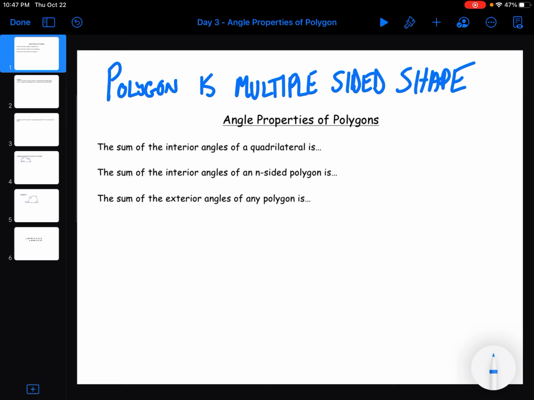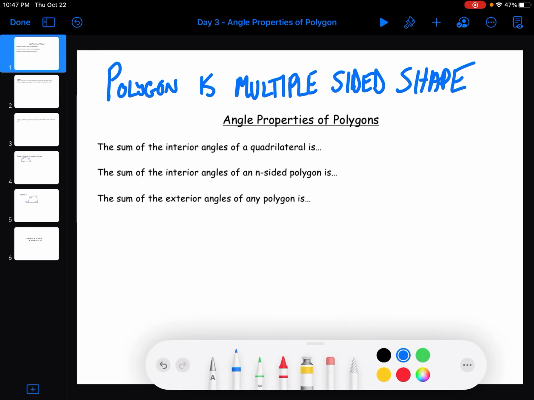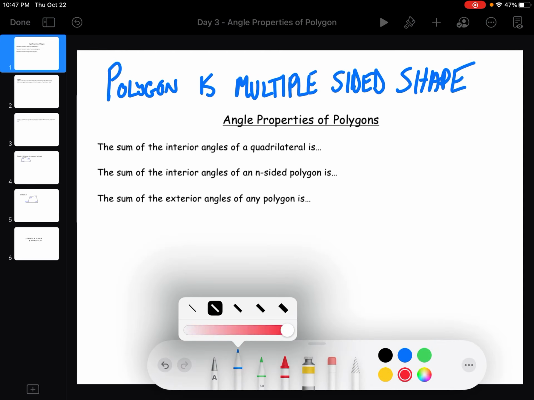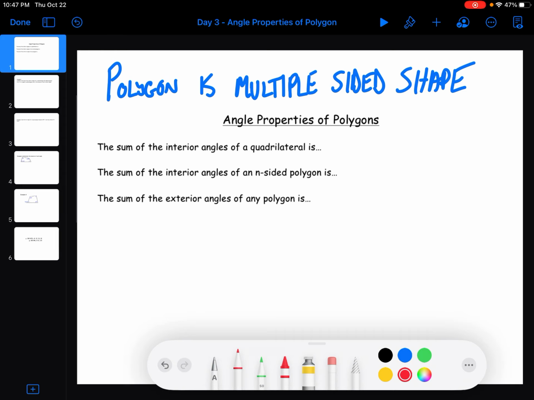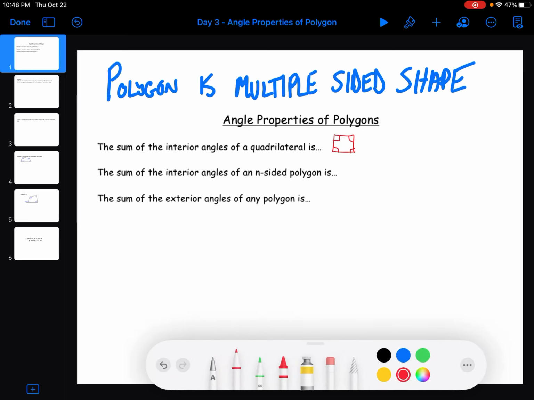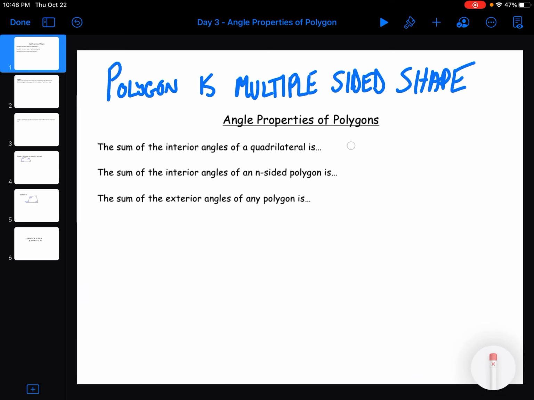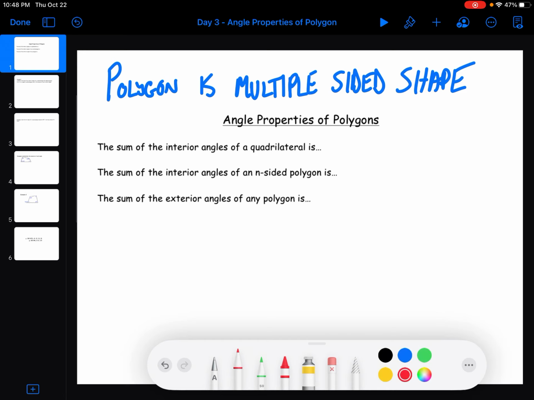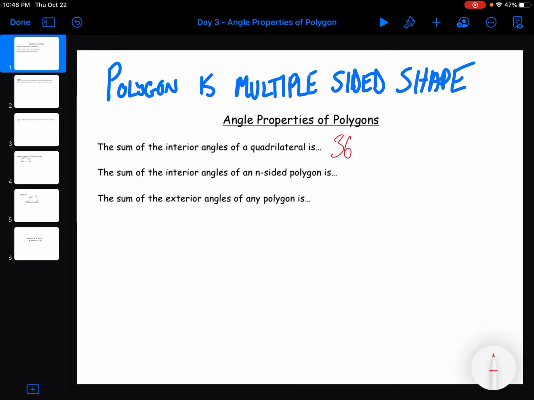Now, there are different types like quadrilateral or pentagon or hexagon. I'm sure you've heard of a lot of them. But what we need to understand is that we have multiple sides here. Now, the sum of the interior angles of a quadrilateral. So an example of a quadrilateral is like a square. Okay, and if I give you a square, we know that a square is all 90-degree angles. So 4 times 90 is going to give us our answer here. And it's actually the same for any quadrilateral. Any quadrilateral is going to add up to 360 degrees.